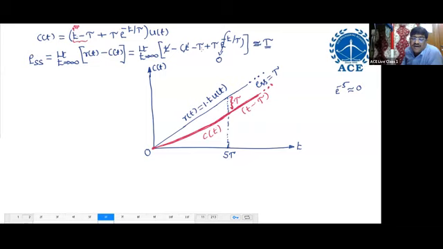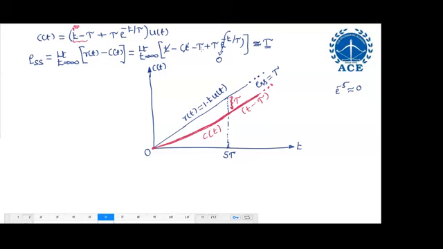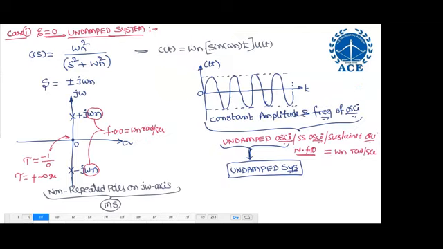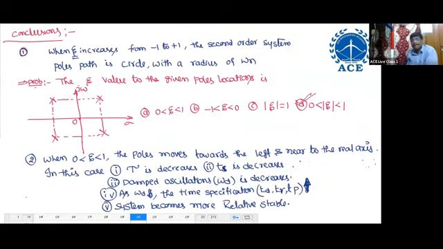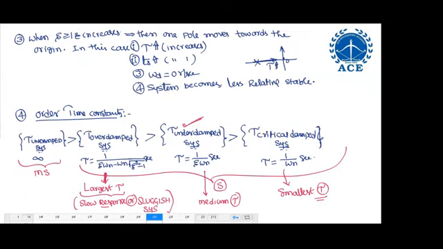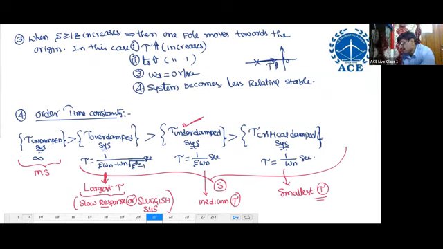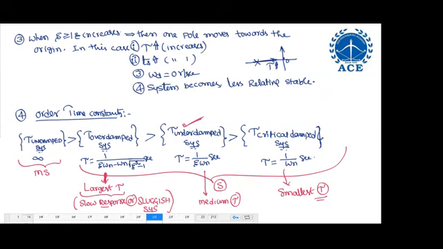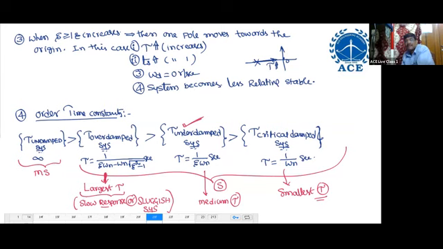Natasha. Hello, sir. Tell. Sir, 20F, I think. No, sir, 21F. Sir, here, after zeta is greater than 1, one pole moves towards the origin and the other pole moves towards the left. Leftmost means that is called insignificant. Okay, so that's why we are not considering that. Okay, sir.